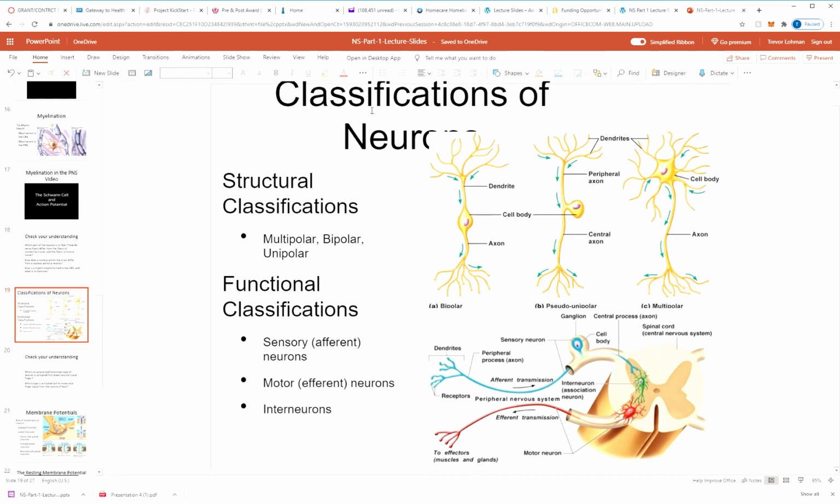So, classification of neurons. Neurons are classified based on structure and function, like most things in anatomy. Neurons can be multipolar, bipolar, or unipolar. This first example here is a bipolar neuron. It's called bipolar because it has 2 processes sticking out of it.